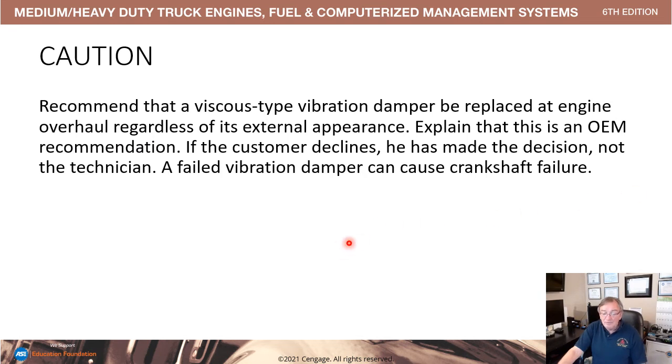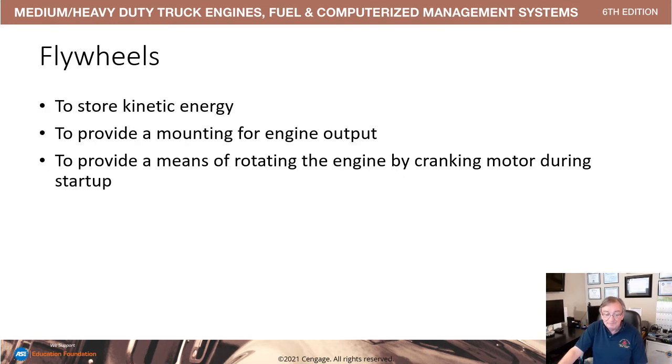Okay, if you see any distortion in a harmonic balancer or a viscous damper, a failed damper will cause crankshaft failure. So if you can see visual distortion, or you can check it with a dial indicator, any distortion at all can cause crankshaft failure pretty quickly.